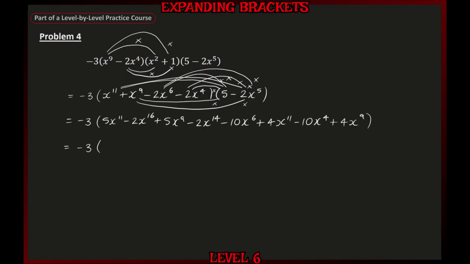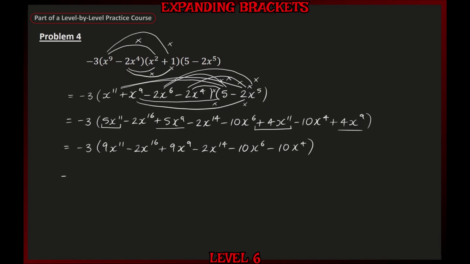So we have 5x to the power of 11 plus 4x to the power of 11, and this gives us 9x to the power of 11. The minus 2x to the power of 16 is on its own. 5x to the power of 9 can be combined with 4x to the power of 9 to give us plus 9x to the power of 9. The minus 2x to the power of 14 is on its own. So is the minus 10x to the power of 6, and so is the minus 10x to the power of 4. So that bracket has been simplified.